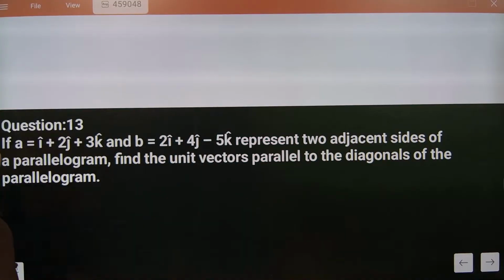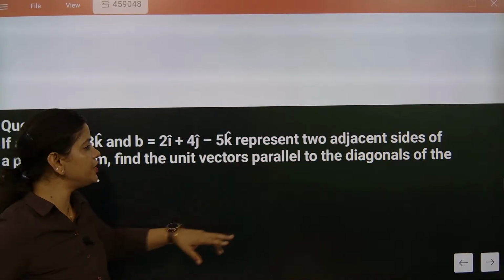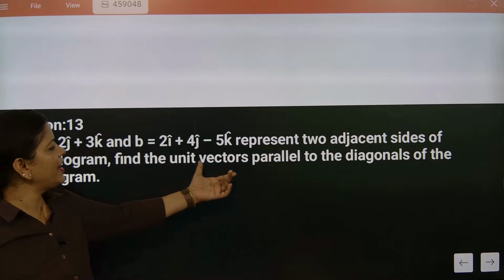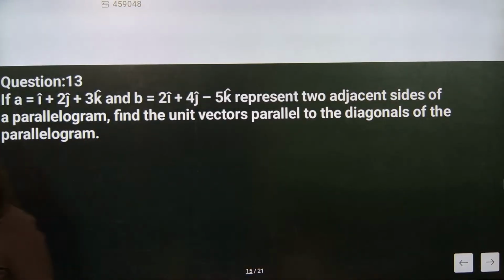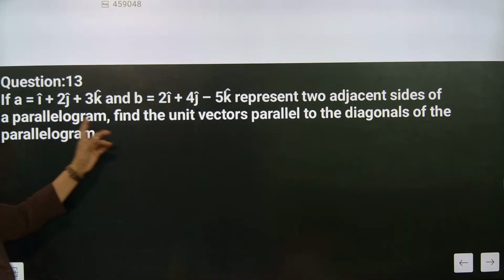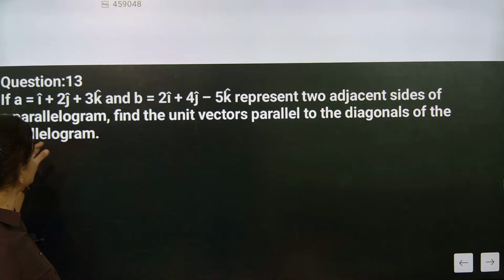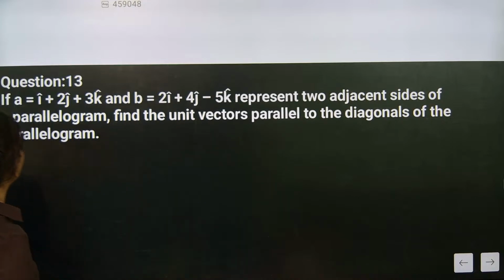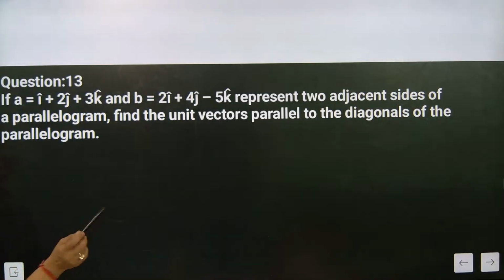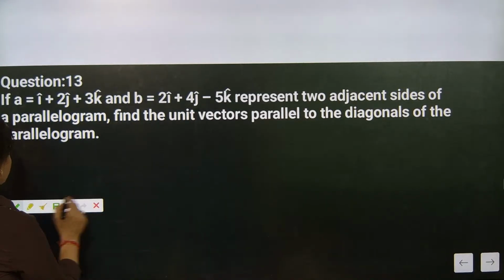Okay. So now look: A, B, C represent adjacent sides of a parallelogram. Find a vector parallel to the diagonal of the parallelogram. Please kindly do this. See, A vector and B vector represent the two adjacent sides of a parallelogram. Find the unit vector parallel to the diagonal of the parallelogram. Today online, today in Triple Kundram, I have solved this question.